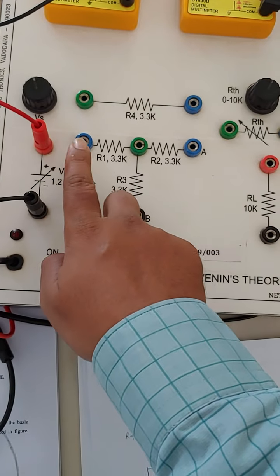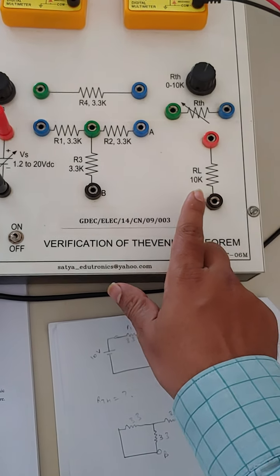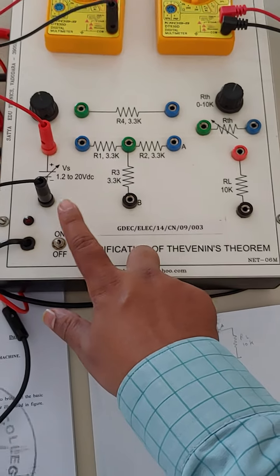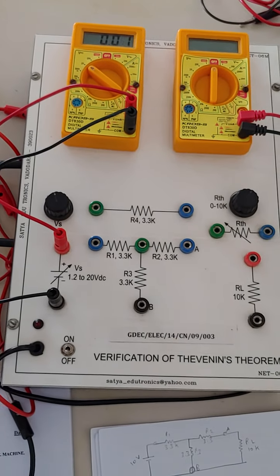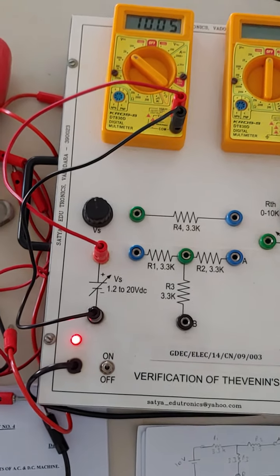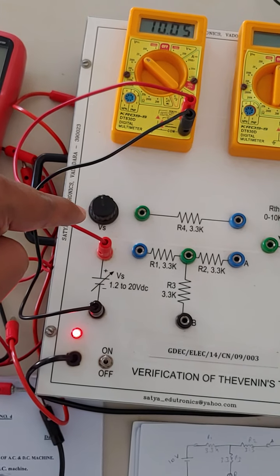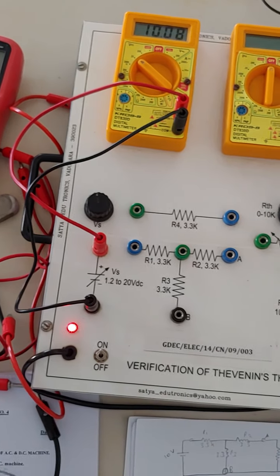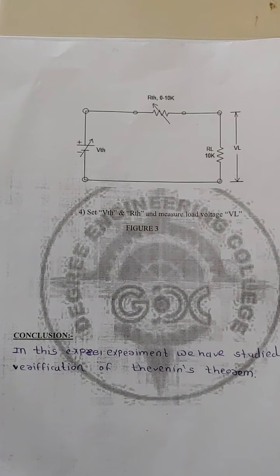So we are connecting these terminals: this terminal to this terminal, again this terminal to this terminal, and this. We can set the voltage here. You can see we have set the voltage with the help of this variable knob, up to 10 volt in the voltmeter. Now we'll start the connections one by one.